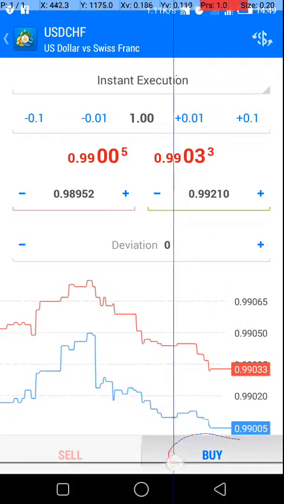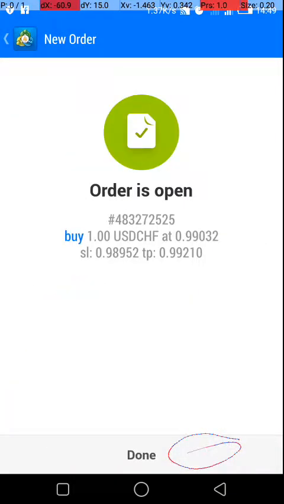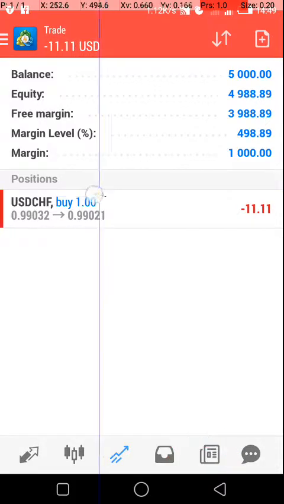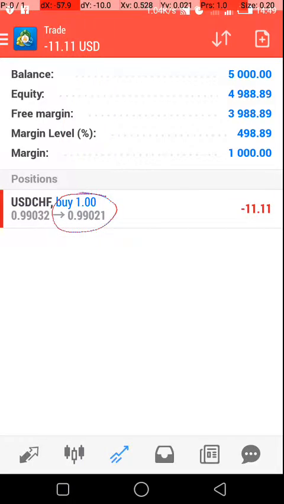Okay, then we tell this button to start buying. Done. Now the position has been opened, as you can see with the lot. So now we are buying 100,000 units of United States dollars in exchange for Swiss francs.